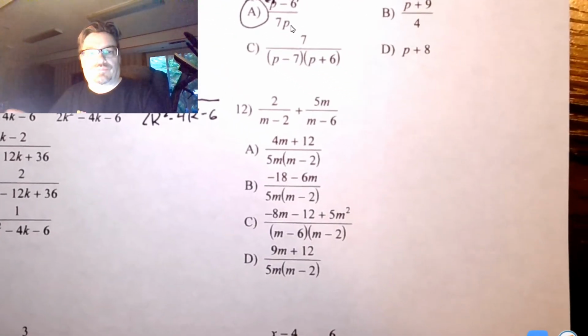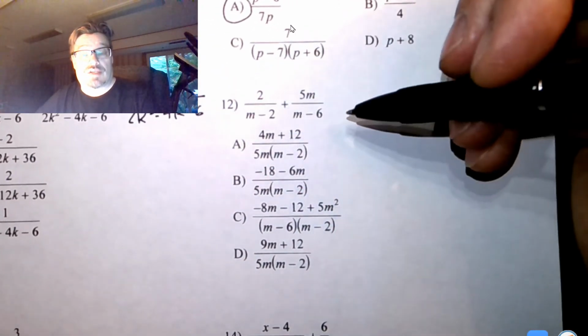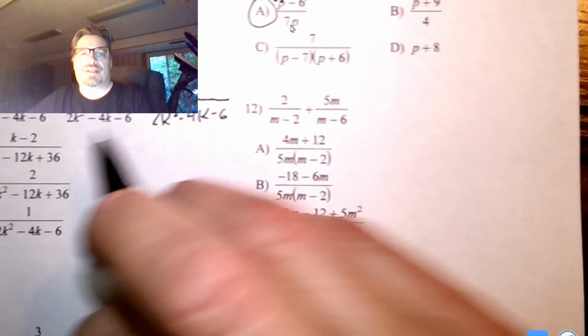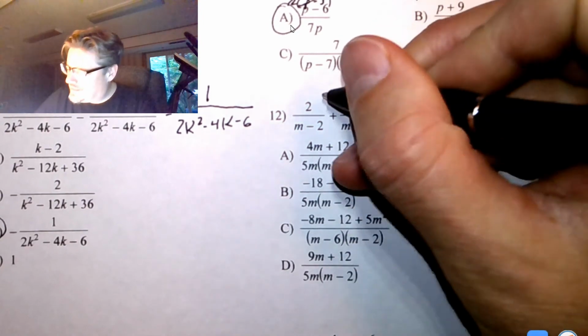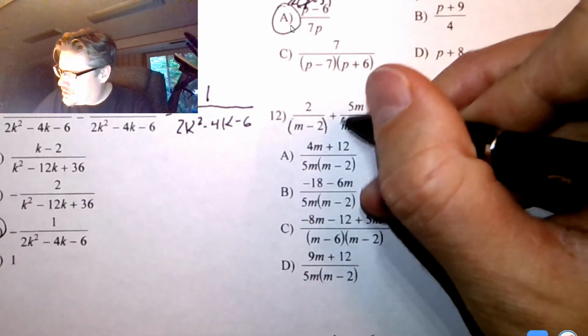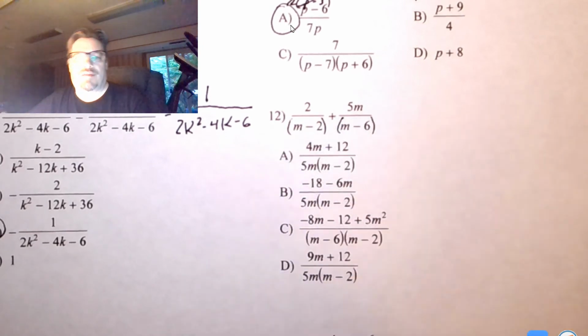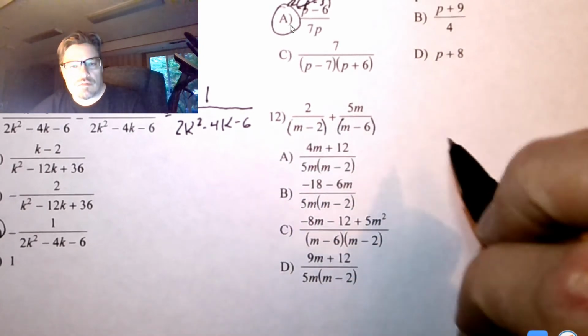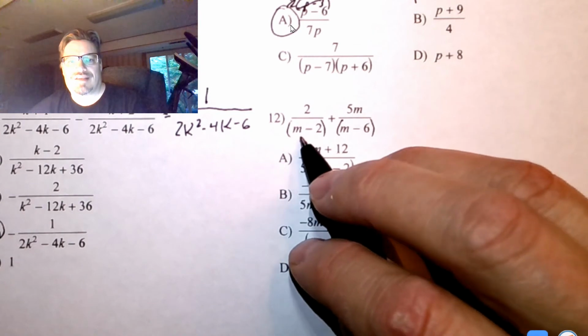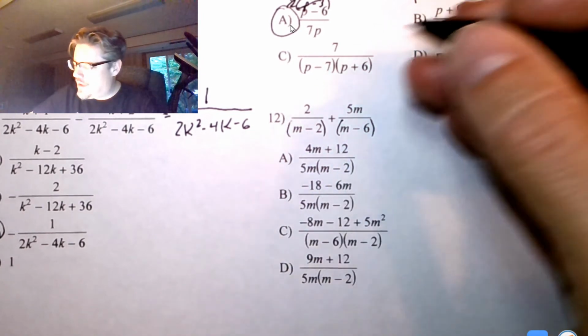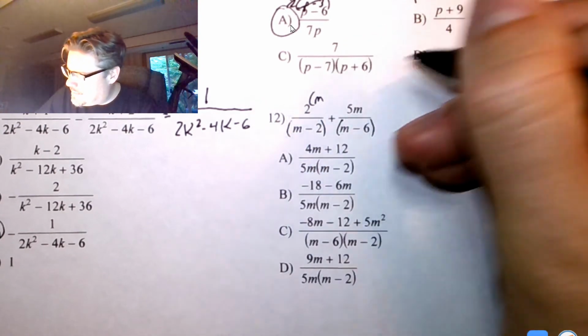And then finally, this one is addition. So this one is going to take a little bit more effort because we do not have common denominators there. So we're going to have to give each fraction what it's missing. Now we don't care about the 2 and the 5m as a common denominator. Those are numerators. So I need to give this guy an m minus 6. I need to give this guy an m minus 2. So let's go ahead and do that. He gets the m minus 6.